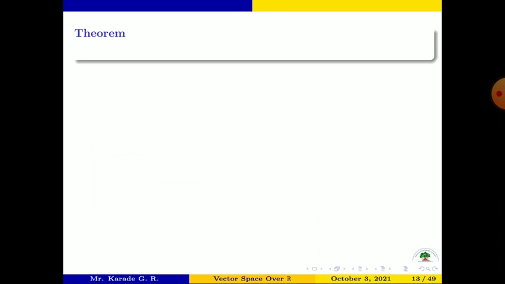Let us go to the next elementary property of a vector space. For a vector space V with addition and multiplication, 0 into u is equal to 0 for every u in V. Now here we make it clear that 0 on the left hand side is the number 0 in the set of real numbers, multiplied by u. u is a vector in vector space V, and it is equal to 0 on the right hand side. That 0 is the zero vector in V.